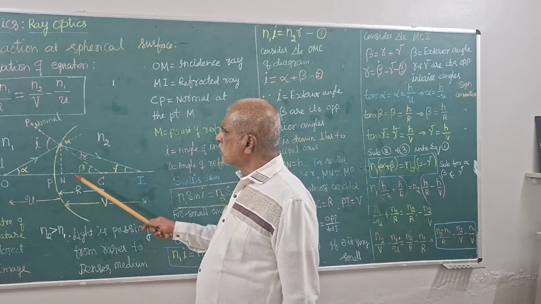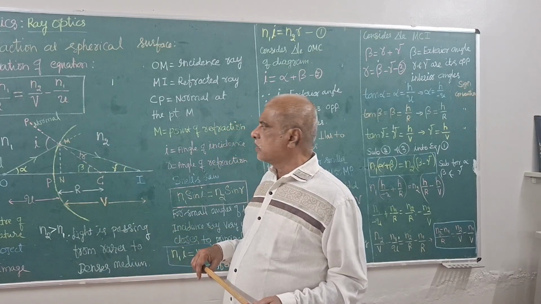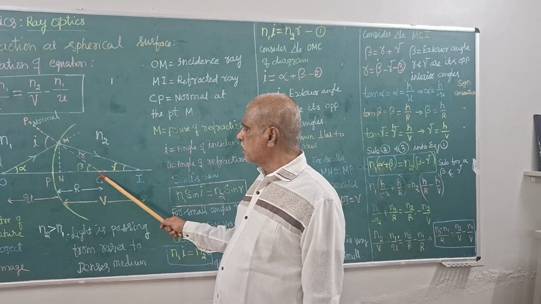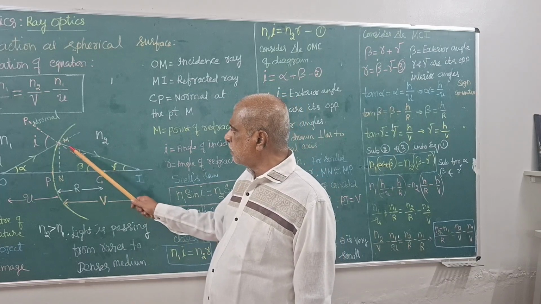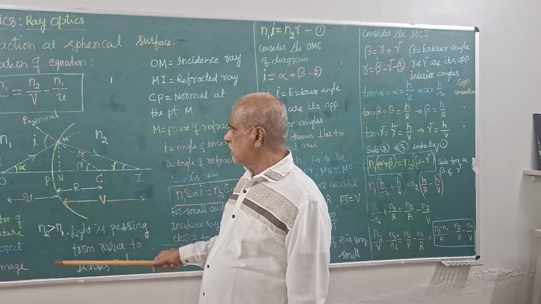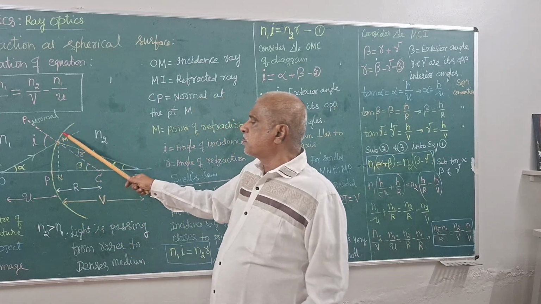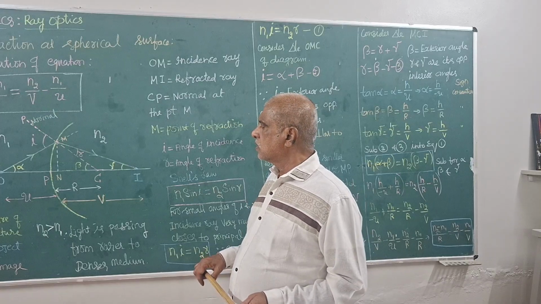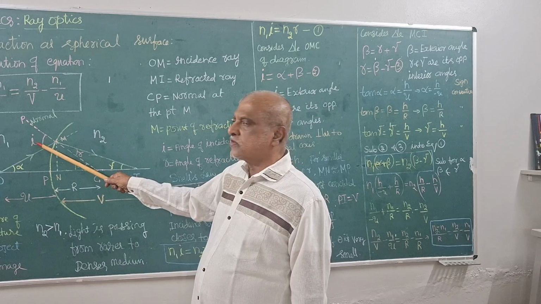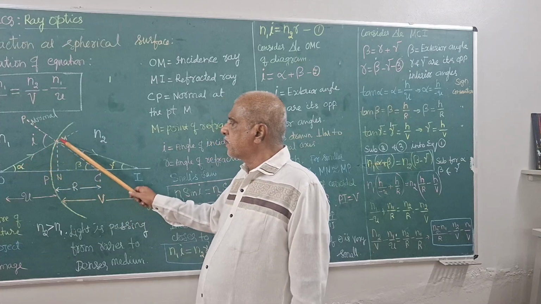What is the normal at this point to this surface? The normal to the spherical surface is always a straight line drawn between C and the point of refraction. This is the point of refraction for this ray. So this straight line is called the normal to the surface at this point. Then the angle between this line and this line is called the angle of incidence, i. This is the normal, this is the incident ray.